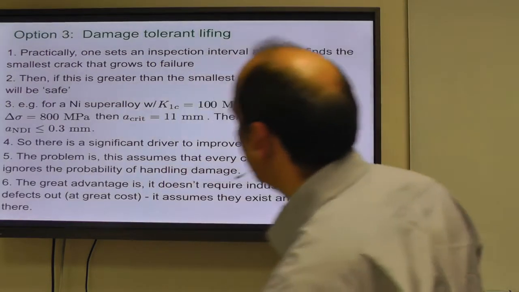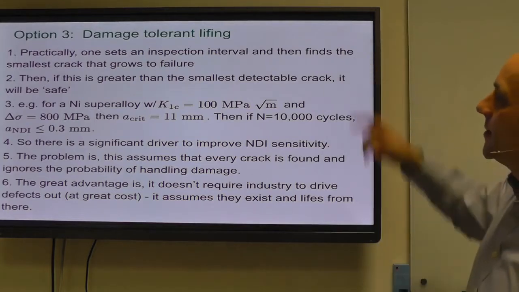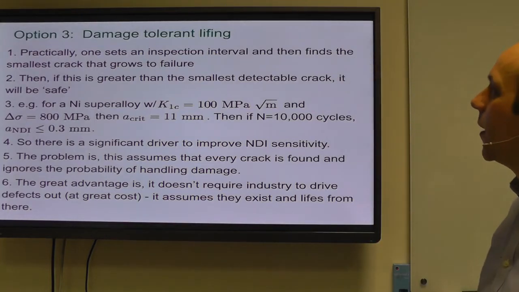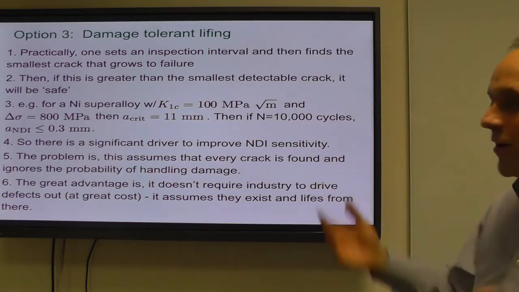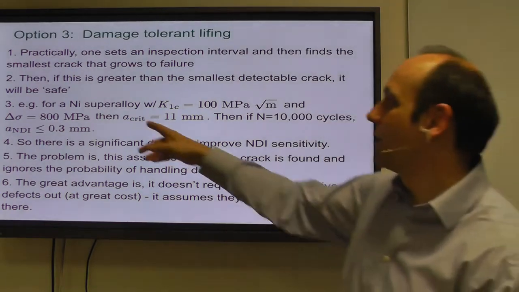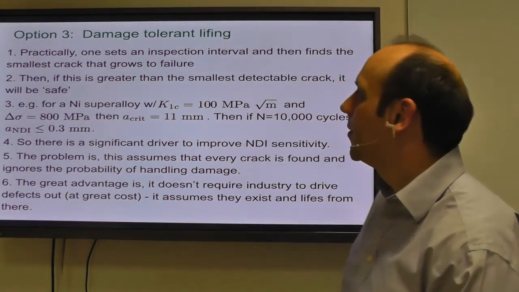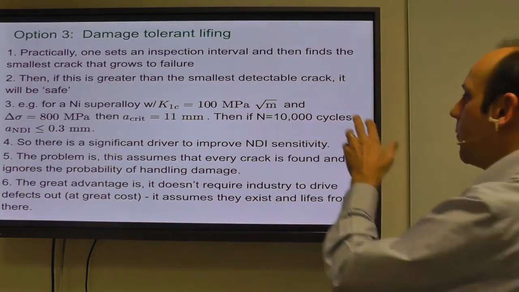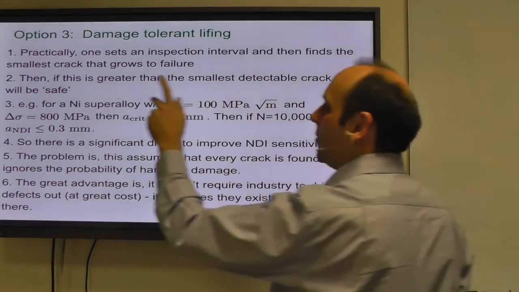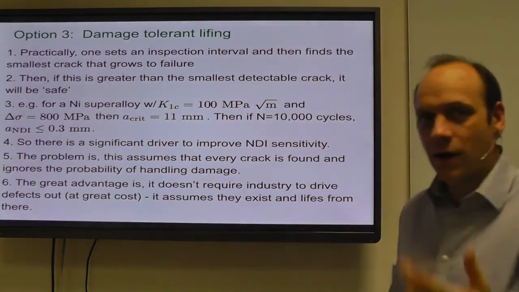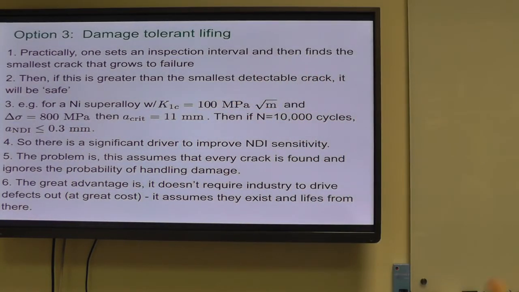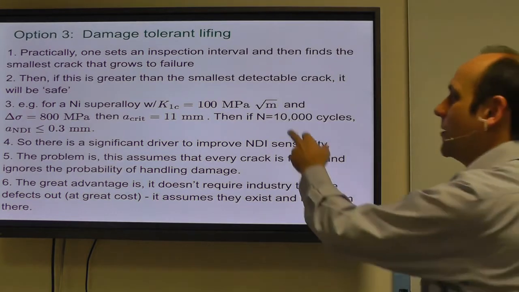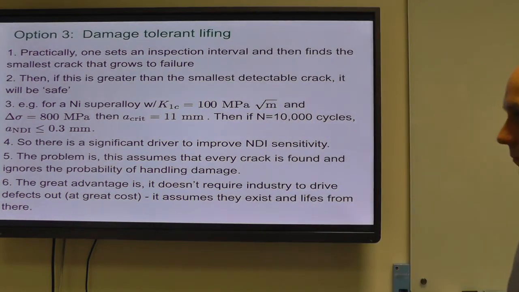So practically speaking, what we do is we set an inspection interval and then find the smallest crack that will go to failure. And then we ask if that's bigger than the smallest detectable crack, and if so, say it would be safe. So if we take a nickel superalloy with these properties, then the a_crit would be 11 millimeters. If we wanted a 10,000 cycle life, we need the non-destructive inspection to be sensitive to cracks smaller than 0.3 millimeters, and then we'd be okay if we inspected every 10,000 cycles.